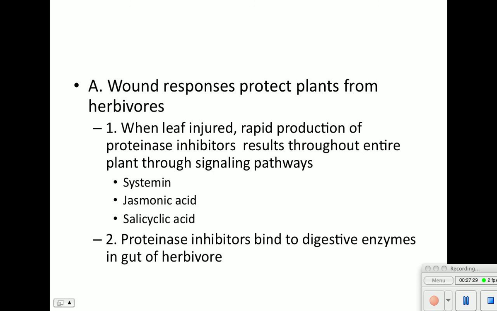Okay, so I mentioned wound responses with the parasitoid wasp. Sometimes when a plant is injured, it will release a chemical or a rapid production of proteinase inhibitors, which is a chemical that will affect the predator. Some types of chemicals are cysteamine, jasmonic acid, and then salicylic acid, which we all know is found in Tylenol, I believe. We also have proteinase inhibitors that will bind to digestive enzymes in the gut of the herbivore and literally eat the insect from the inside out, or destroy it from the inside out.